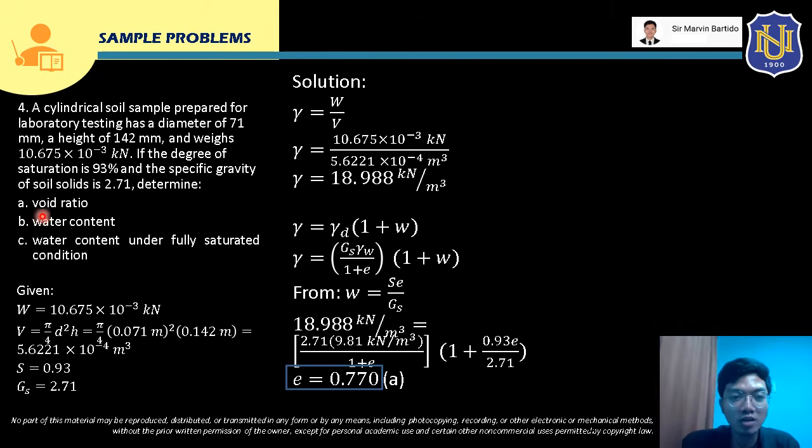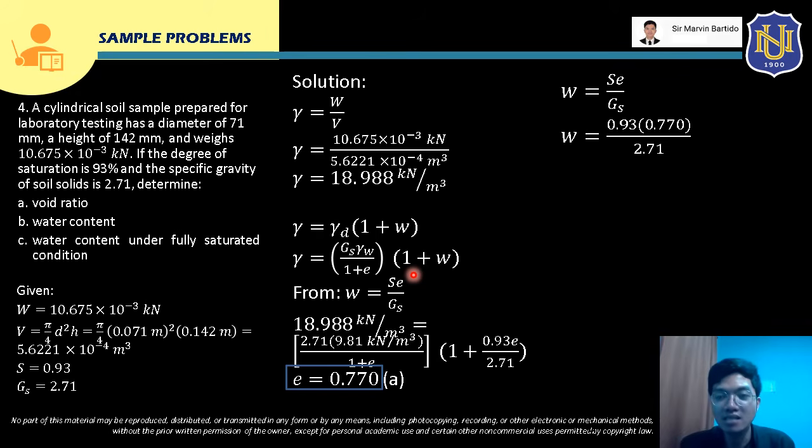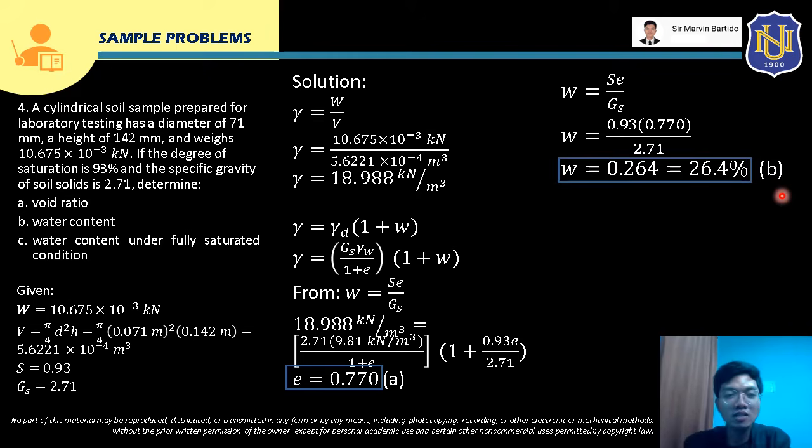Now, for the water content, we can already use this to solve for it, because we already solved for e. So solving for water content, class, that will be 0.93 times e, which is 0.770, over 2.71. So our W, or water content, is 0.264. Here too, class, for water content we use at least 3 significant figures when solving. In percentage, that is 26.4%. So this is the answer to letter B.